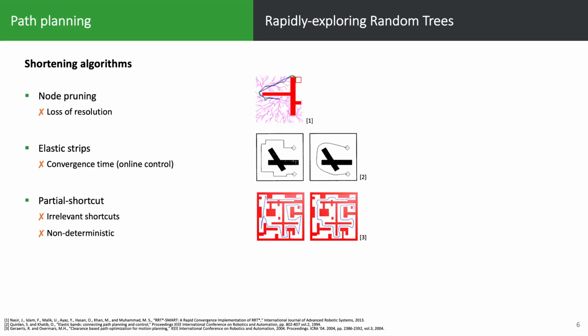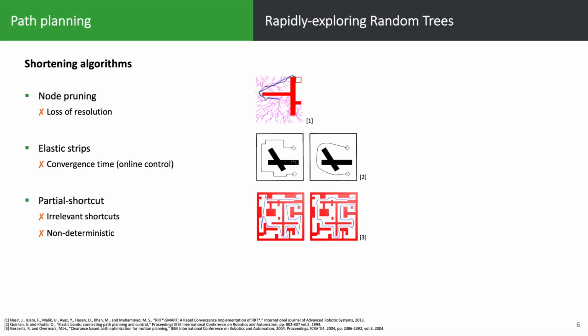Various techniques exist to shortcut a path and optimize it in post-processing. One of them is random node pruning, but it is not optimal due to a loss of resolution. Elastic strips is another path shortening algorithm, but it converges slowly since it is meant for online control purposes. The most powerful method is partial shortcut.